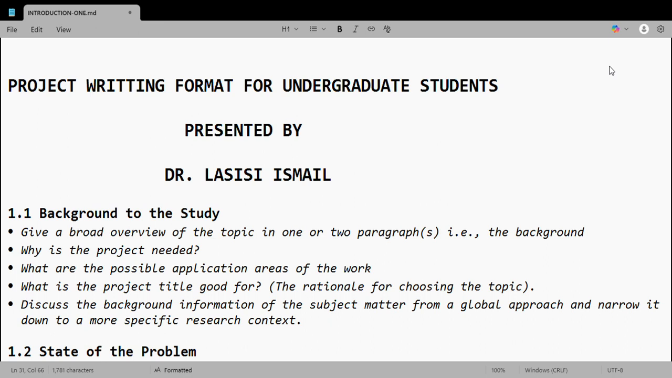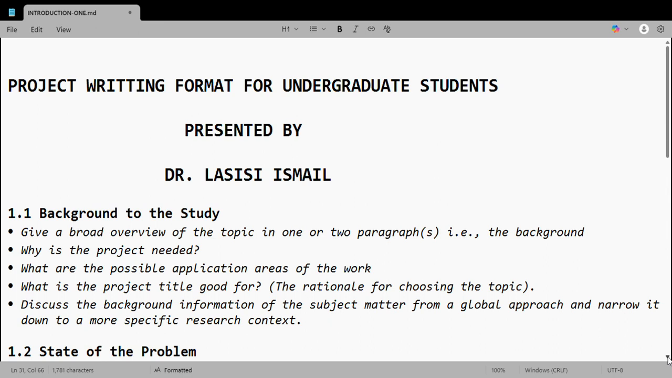A student should be able to discuss the background information of the subject matter from a global approach and narrow it down to a more specific research context. So you start from top to bottom. That is how research is done, not from bottom to top, but from top to bottom. That is how you construct your background to the study.